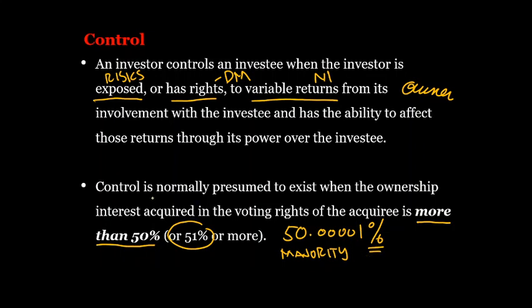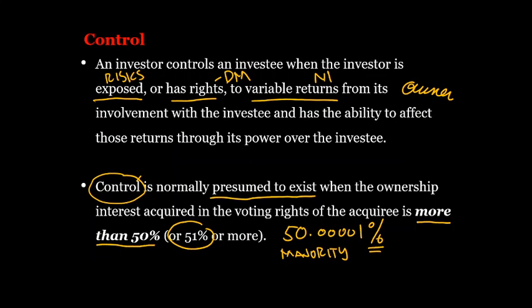Now take note, they use the term presumed to exist. In short, when the problem is silent, as is customary in accounting, and the ownership is majority, or more than 50%, we presume that you now have control. But there may be indicators wherein even if you have more than 50% you don't have control. That's possible, and it could be done through an agreement. Anyway, we'll talk about that soon.